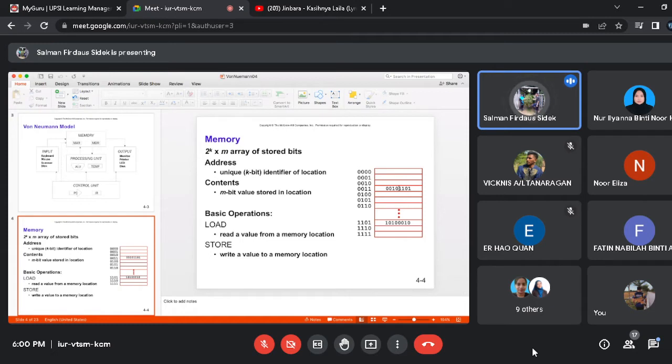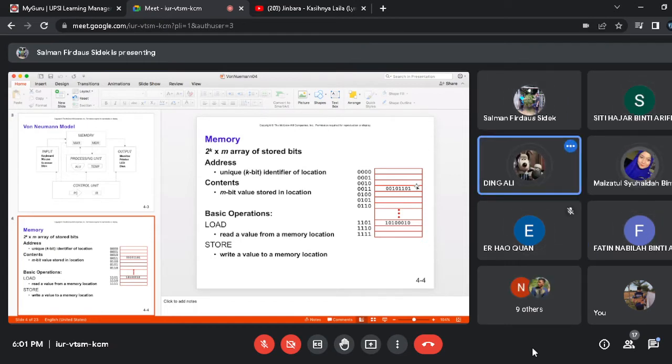Berapa bit dalam satu lokasi kalau ikut example ni lah? 8. 7 or 8? 8. So, okay, how to calculate the size of memory?